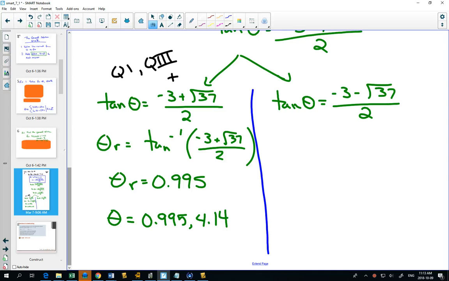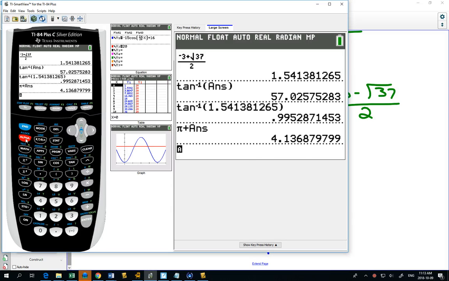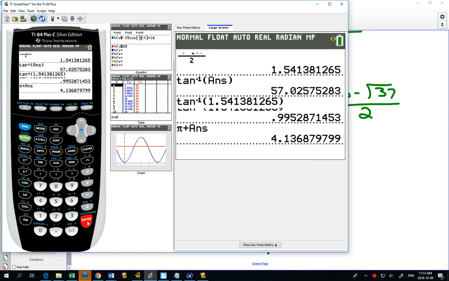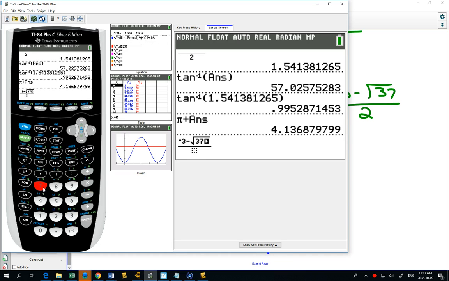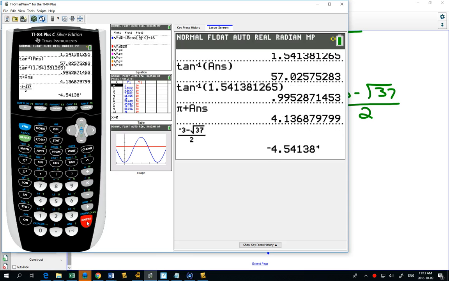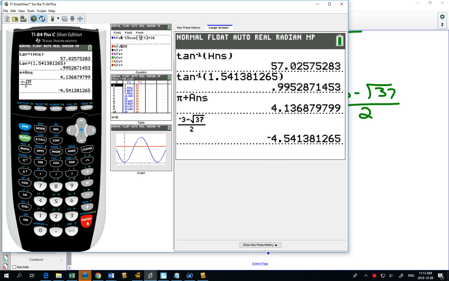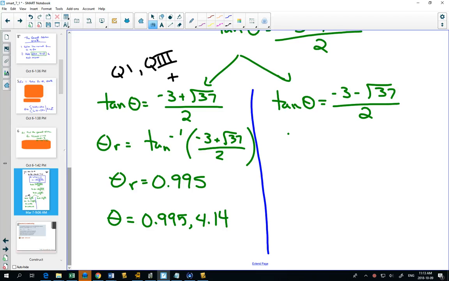So here, when I type this into my calculator, maybe you can tell already that it will be negative, but I will test it anyways. When I type in negative 3 minus root 37, I get negative 4.54. And if you feel more comfortable with that as far as your work, you can do that.